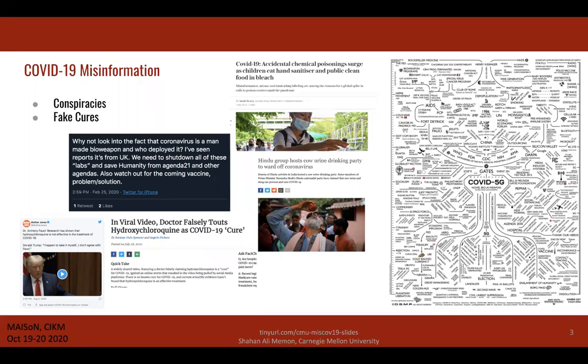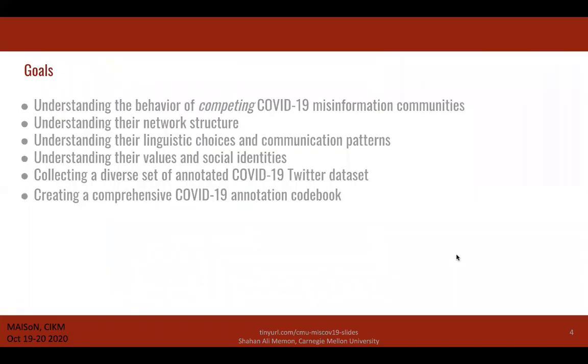What we were interested in was to look at communities formed around COVID-19, specifically within the context of misinformation. And the way we characterize these communities is by comparing them against each other. More concretely, the goals of the study were to understand the behavior of competing COVID-19 misinformation communities. And when I say competing, what we mean is informed versus misinformed community. We wanted to understand their network structure, their linguistic choices and communication patterns, and how those choices inform us about their values and social identities.